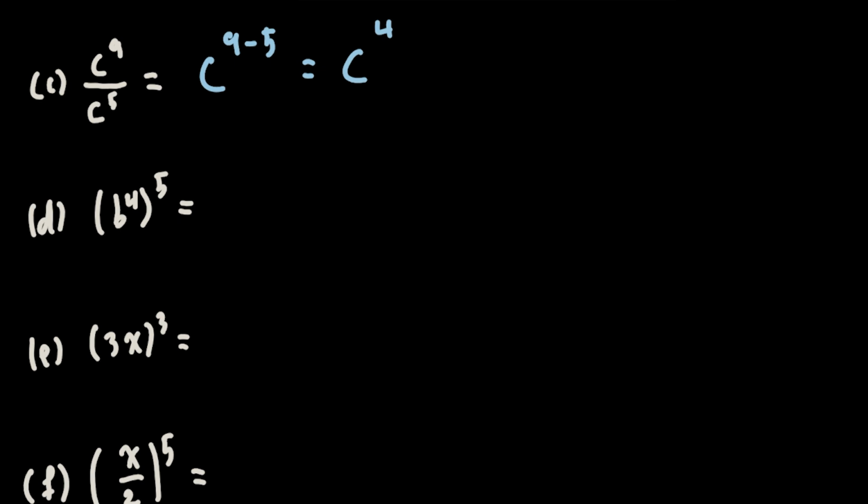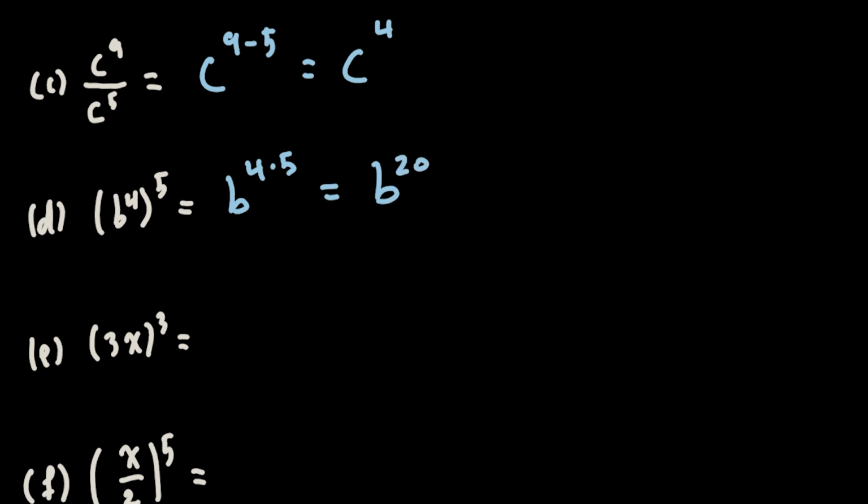Let's see part D. So part D says b to the power 4 all to the power 5. So in this case, we know that we'll just multiply the power. So here we'll have 4 multiplied by 5, and that would equal to b to the power 20.